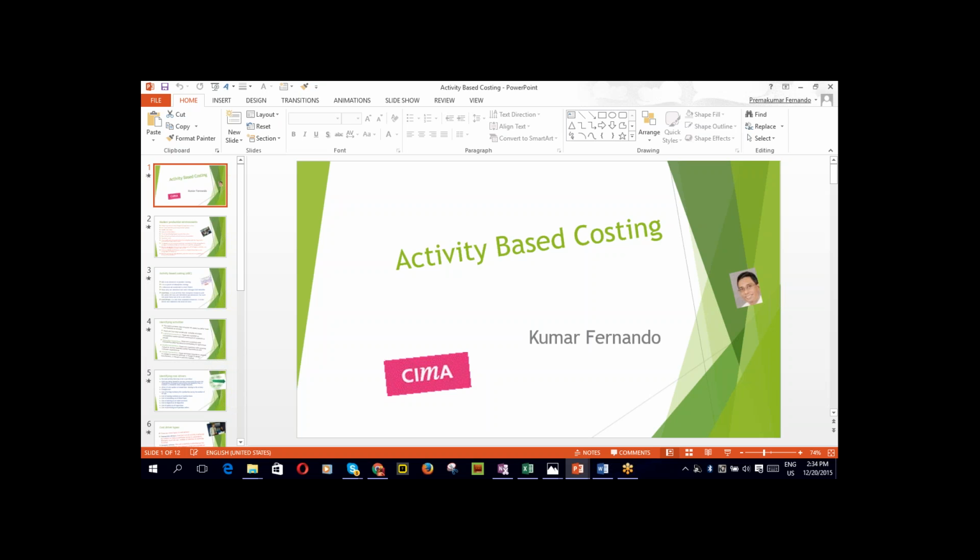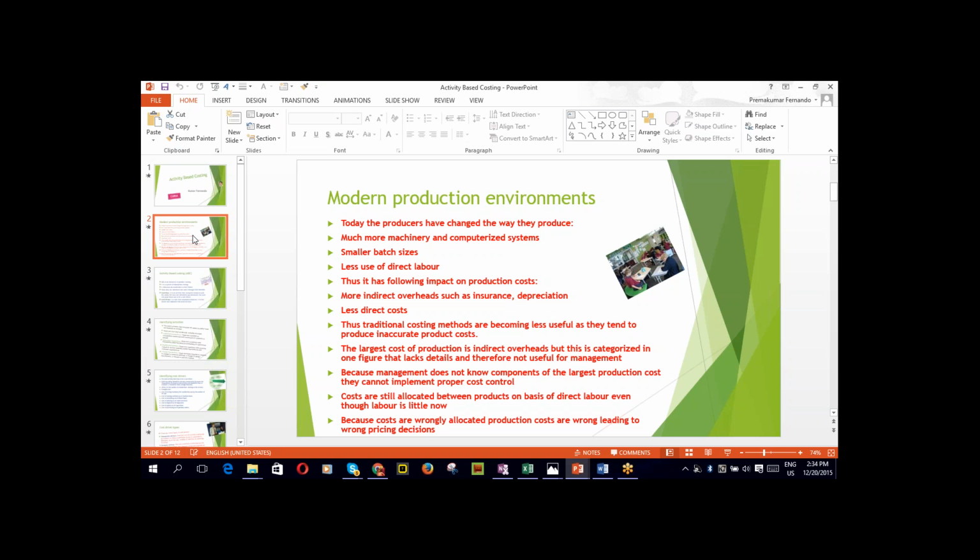Right. So because of all that, there was a need for more detailed overhead study and overhead allocation. With that, we have come to a new kind of costing, which was introduced somewhere in the 1990s, called activity-based costing.